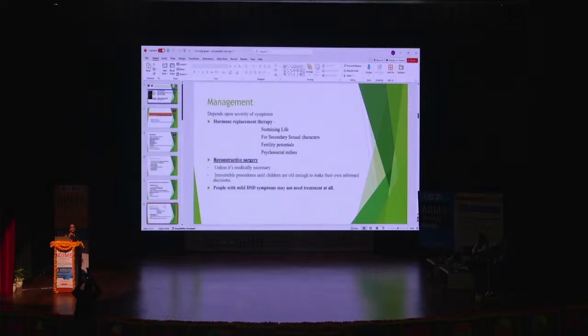Now management, it depends upon the severity of the symptoms. First is the hormone replacement therapy, which is important for sustaining life, and in case of osteoporosis, steroids are given to the patients. And hormone replacement therapy's second most common use is for development of the secondary sexual characters, fertility potential, and psychosocial milieu.